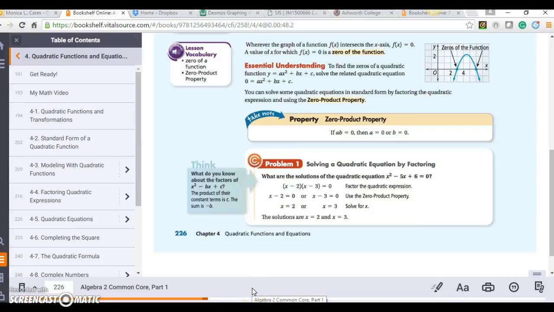Greetings. We're looking at problem number 1 for section 4-5 on page 226. It says solving a quadratic equation by factoring. What are the solutions of the quadratic equation x squared minus 5x plus 6 equals 0?